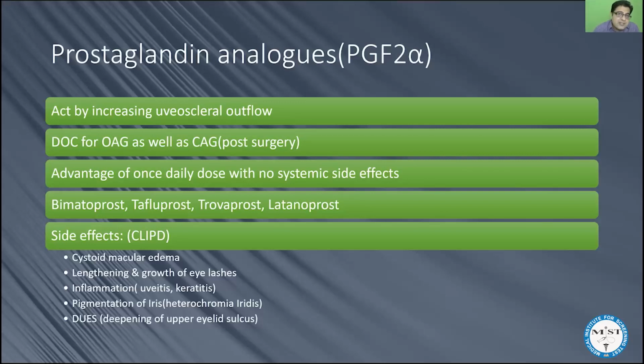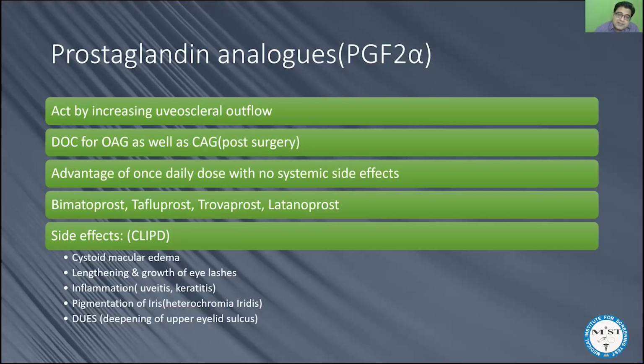Now there are some local side effects which can take place in eyes if we give prostaglandin eye drops. So what are these side effects which you can remember by this mnemonic, that is CLIPT. So C stands for cystoid macular edema. So prostaglandins will increase the permeability of blood vessels that will lead to edema. We call it cystoid macular edema. Now this side effect of cystoid macular edema is mainly seen in aphakic patients. So patients who are devoid of lens, this side effect is more commonly seen in those patients.